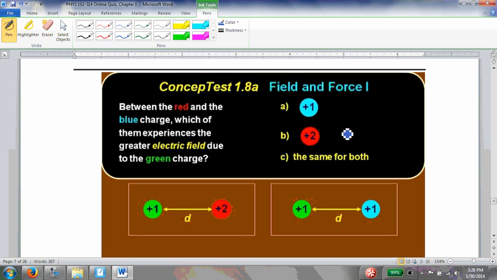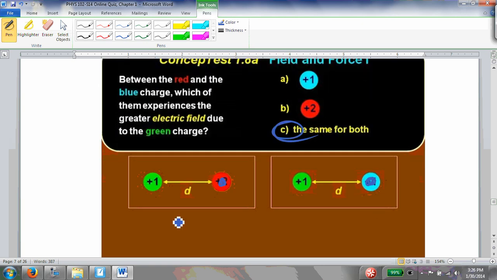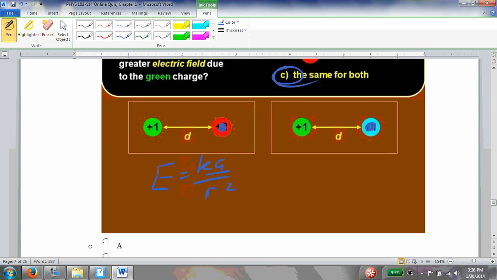Between the red and the blue charge, which of them experiences the greater electric field due to the green charge? The answer is they both experience the same electric field. The electric field at this point is the same. I can calculate it, right? It's E is kQ over r squared. Now, they're going to experience different forces due to that electric field, but they shall experience the same electric field.